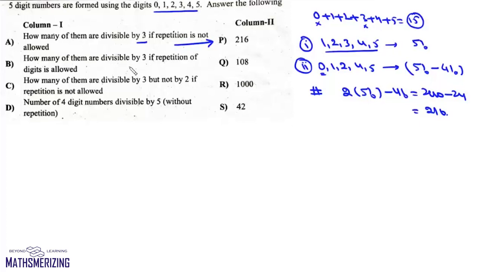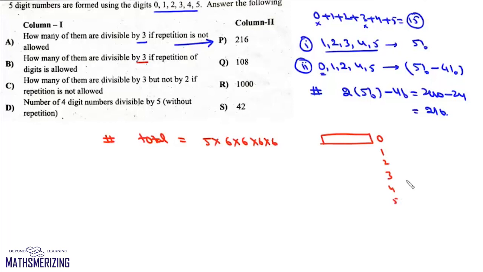Now the second one is how many of them are divisible by 3 if repetition of digits is allowed. First we'll find the total number of 5-digit numbers that can be formed using these digits. For the first place we have 5 options, and then for the remaining 4 we have 6 options each. So it will be 5 into 6 into 6 into 6 into 6. Now we know that if the first 4 digits are fixed, then in the end we'll have 0, 1, 2, 3, 4 and 5, which are 6 consecutive numbers. Out of these consecutive 6 numbers, exactly 2 of them will be divisible by 3.